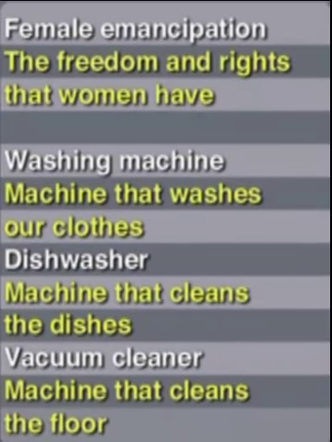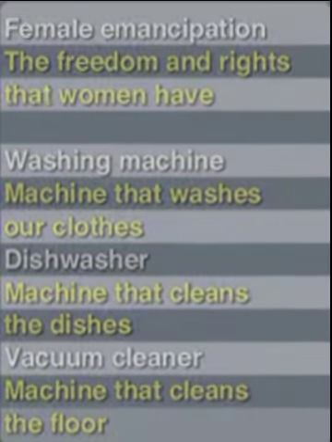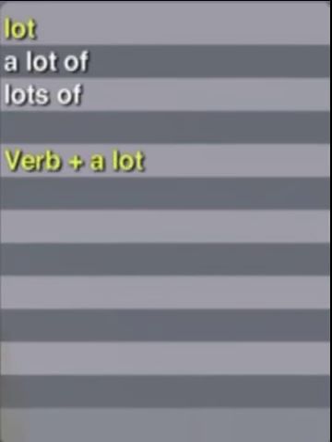Before I say goodbye, I just want to look at a little word that we use a lot. It's lot. And we use it to express quantity. We can say a lot or lots of, and it means a big amount. We use it with verbs. We say a lot, and it comes after the verb.